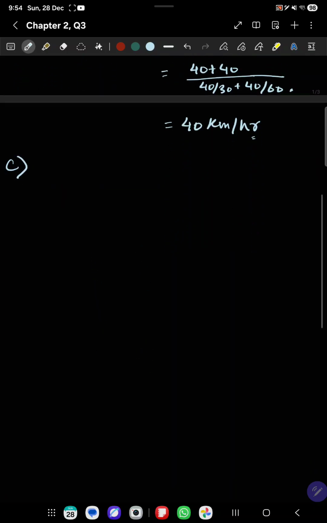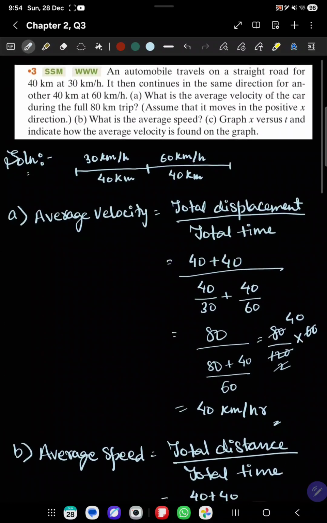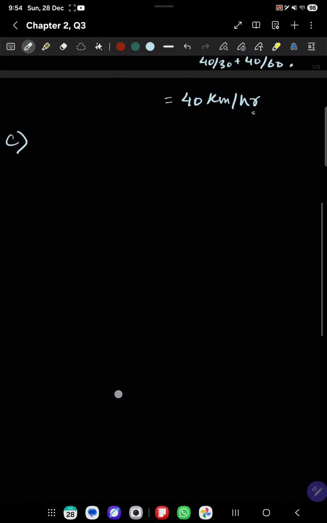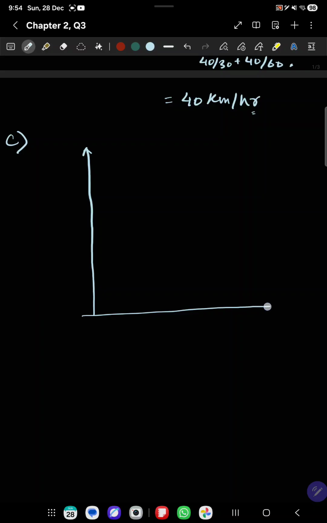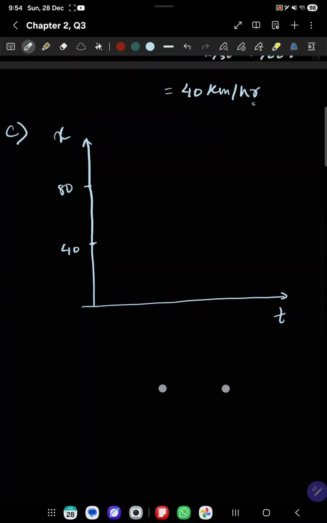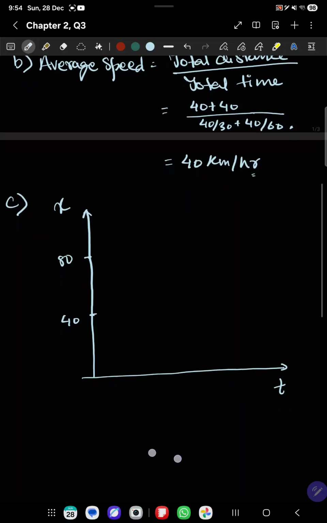Now for the C part, it is saying that we have to plot x versus t and find out the average velocity. So assume this is x, this is t. So x already given, first 40 kilometers, assuming this is the first 40 and this is the next 40, which will give us a value of 80. Okay, now for the time, we can calculate the time here.